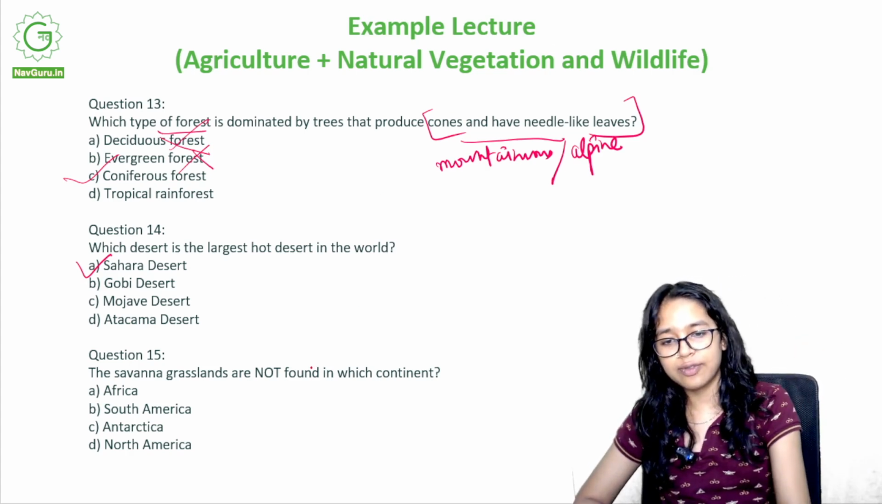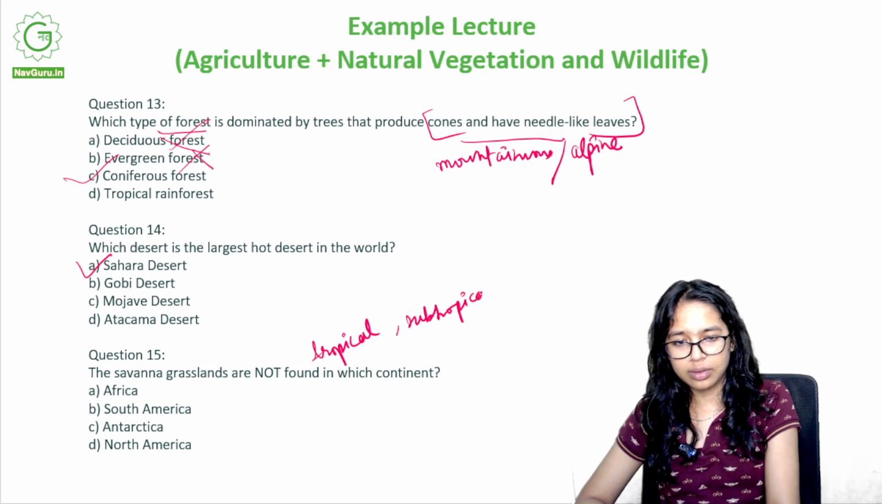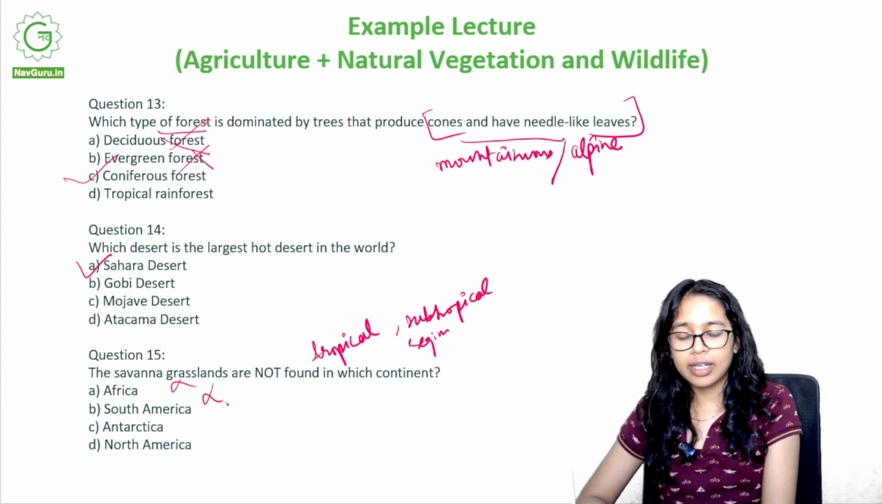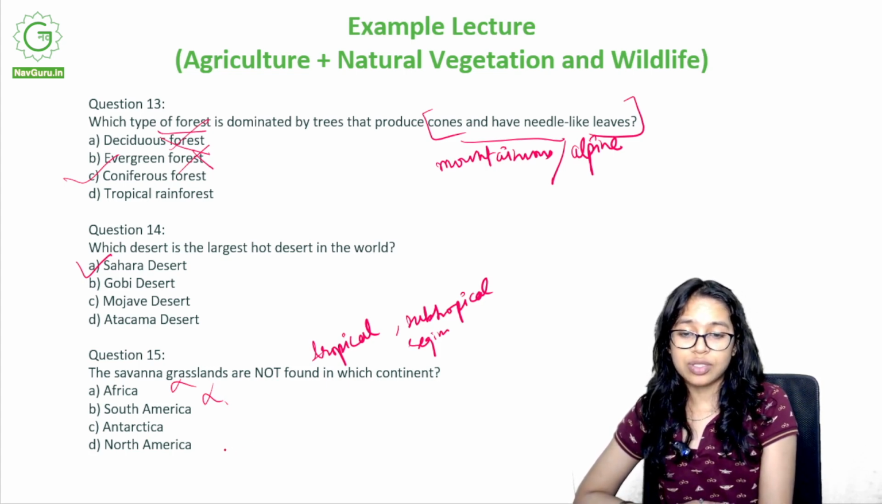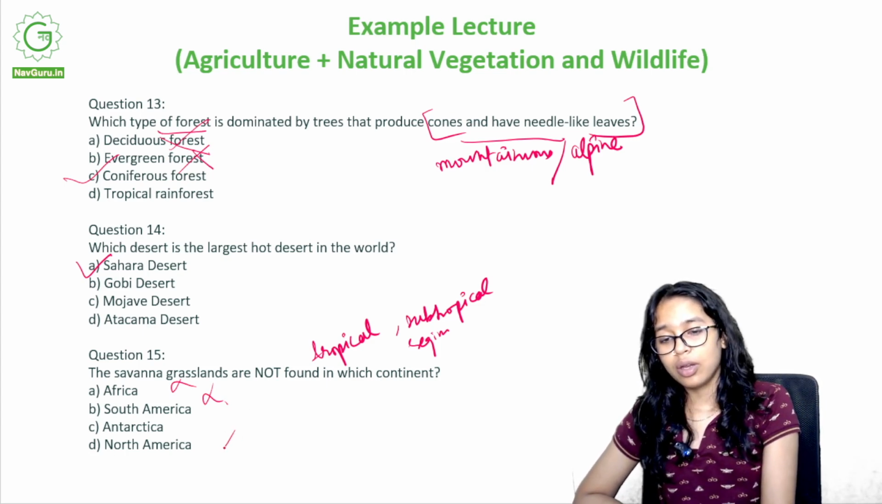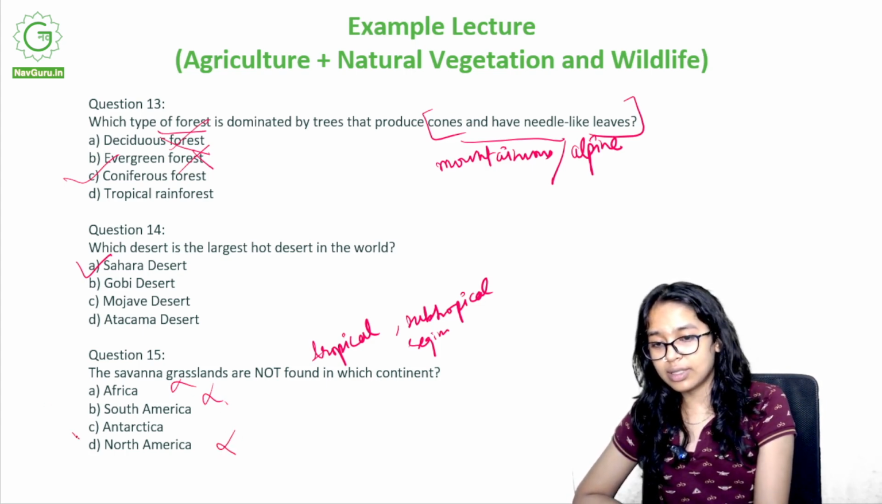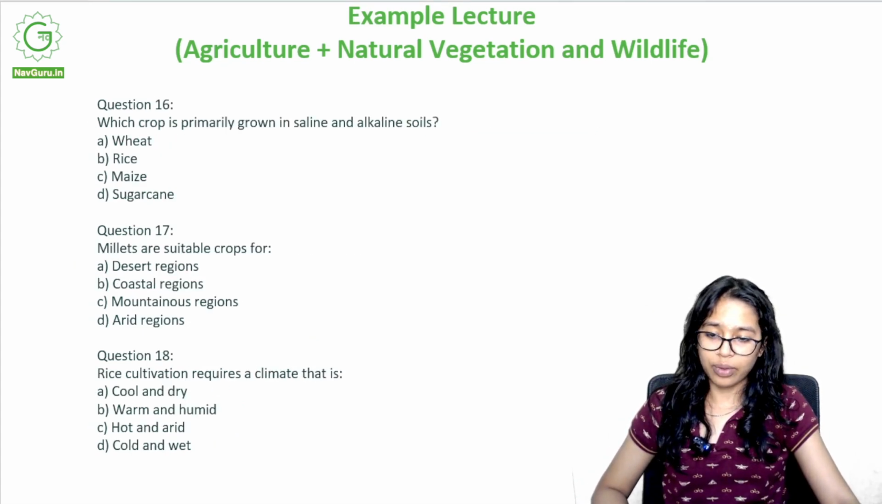So we just saw it's found in tropical and subtropical regions, right? And which of these does not have either of these? Africa, South America are big continents, so they might have tropical and subtropical regions as the belts form around them. North America is also not the right answer. The right answer is C, Antarctica, where savanna grasslands are not found.